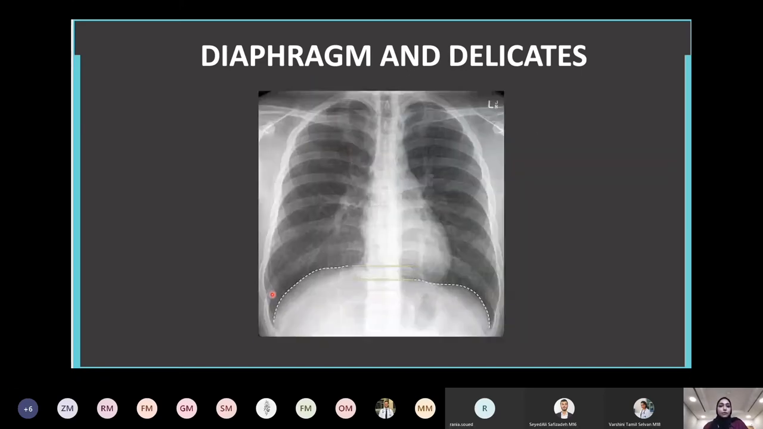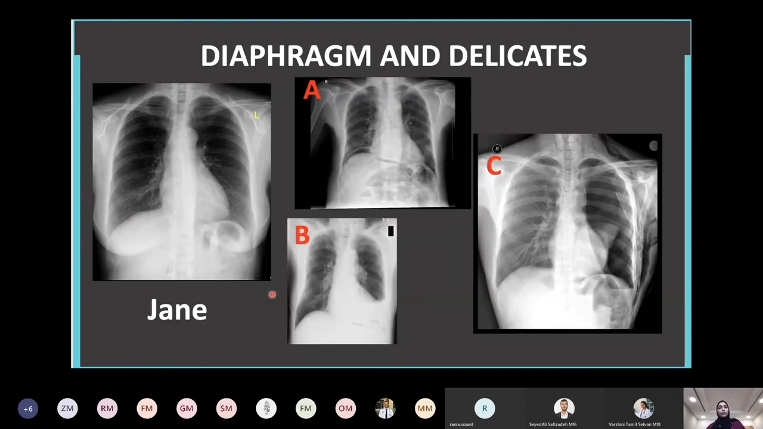Oh, sorry. Something else about delicates. Delicates is your soft tissue around your thorax. So skin, fat, anything around that. Okay. So normal versus abnormal. We'll start with A.